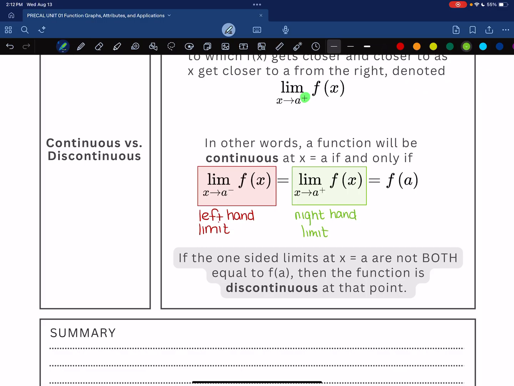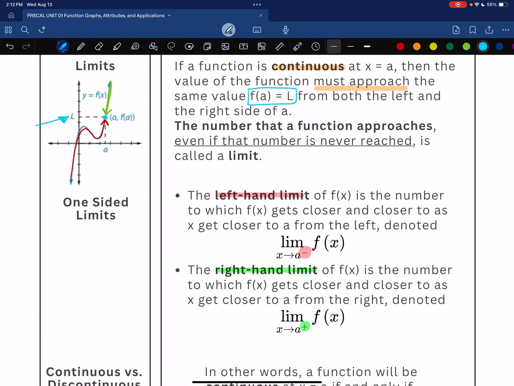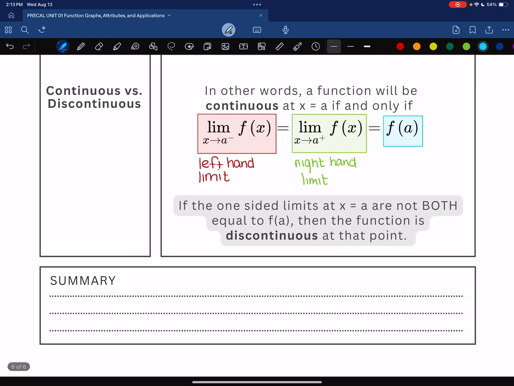If the left-hand limit and the right-hand limit are equal, and if they actually equal what the function is evaluated at, so if they both equal the same output value, if the two limits are equal to what the function equals, then that function will be continuous. Like it says here, shaded, if the one-sided limits at x equals a are not both equal to f of a, then the function is going to be discontinuous at that point.